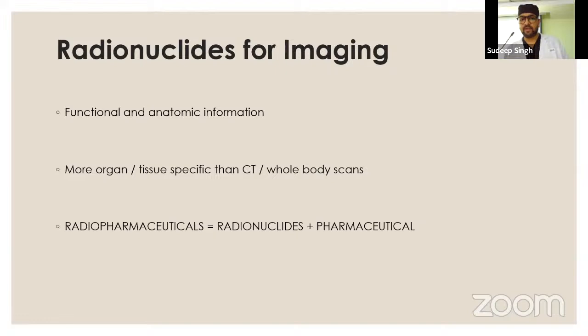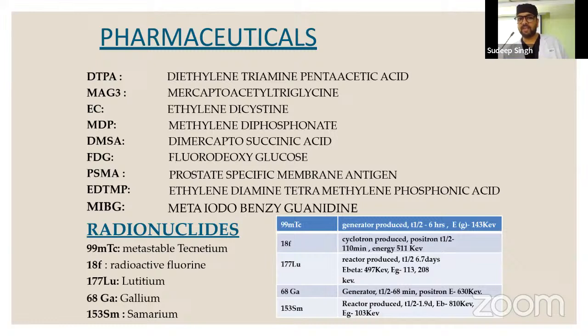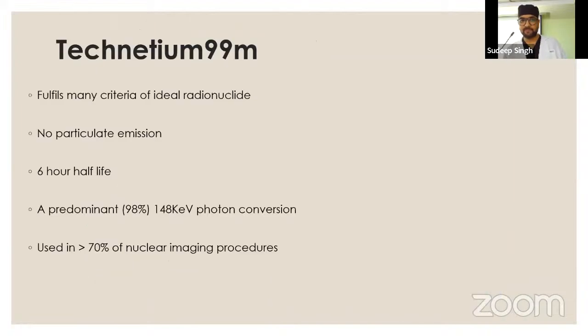A radiopharmaceutical equals a radionuclide plus a pharmaceutical. The pharmaceuticals can be DTPA, MAG3, EC, MDP, DMSA, FDG, PSMA, EDTMP, and MIBG. The radionuclides are technetium-99m, where m means metastable, 18F, lutetium, gallium, and samarium.